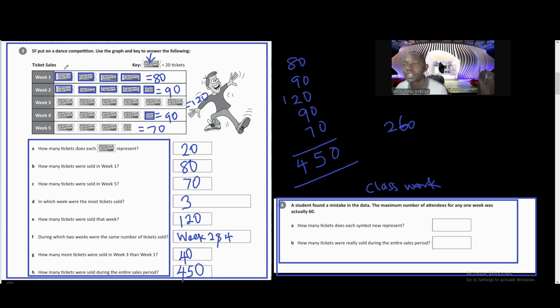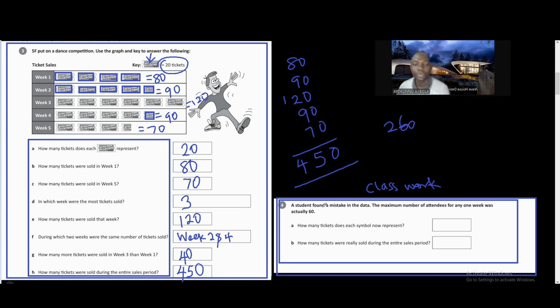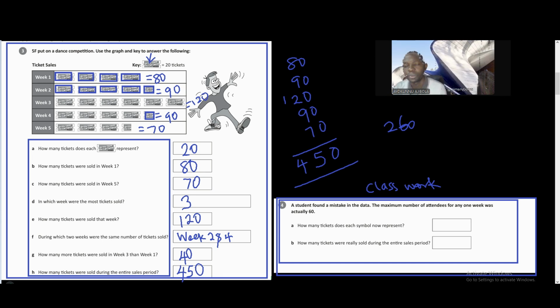And this is still the same number of tickets that we want to use. So how can we change it? What can we use it to represent instead of 20? That is what this first question is asking us, okay? Now, what do we do? We said it represents 20. And when we counted all this, we got 450, right?